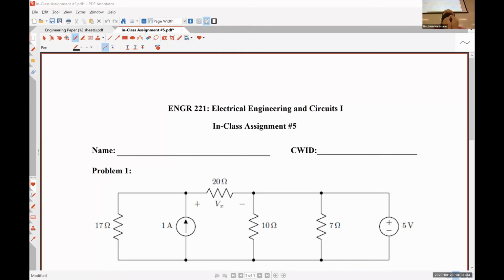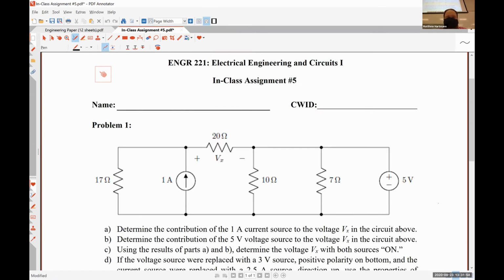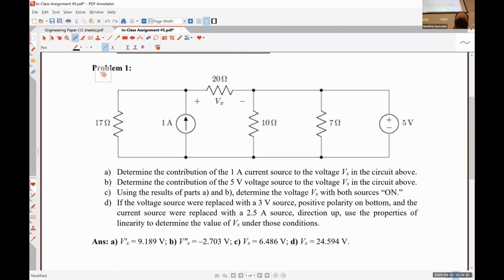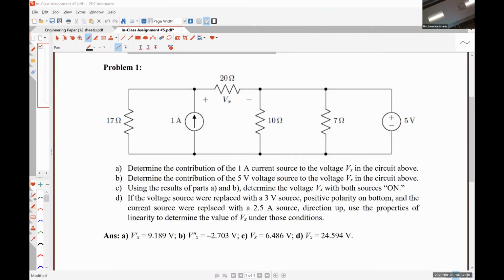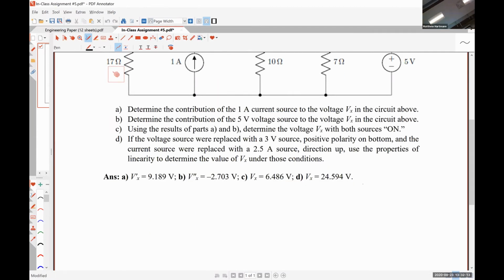So today's in-class assignment deals with the concept of superposition. Did anybody have any questions regarding this problem, or did you feel it was pretty straightforward? You'd like to see it. All right. So using superposition means that we're actually going to work this problem twice because there are 2 independent sources in it, okay? So we're going to work it once with the current source on and the voltage source off, and then again with the current source off and the voltage source on. So let's do current source on first.